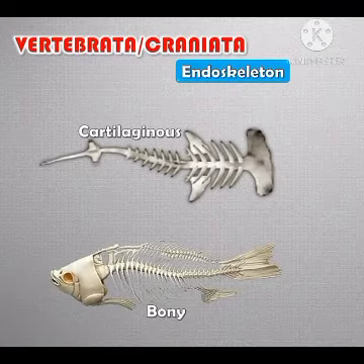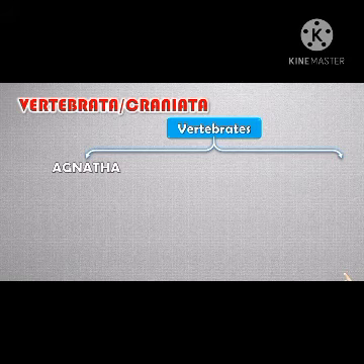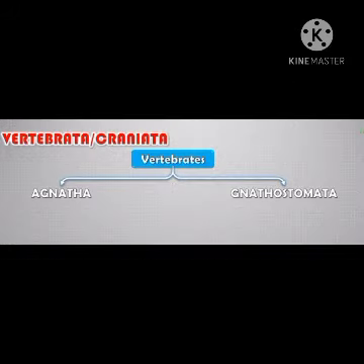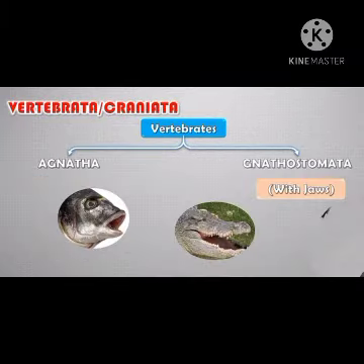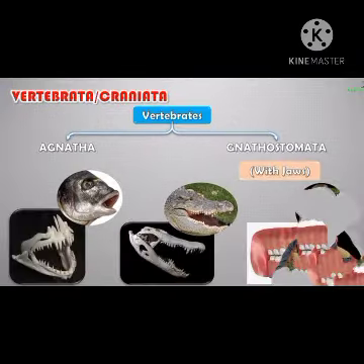Cartilaginous means soft bone. These vertebrates are divided into two groups, that is Agnatha and Gnathostomata. Agnatha means without jaw because they cannot chew the food as they have a sucker to suck the blood. Gnathostomata means with jaws. Example, human, fish, crocodile, etc.